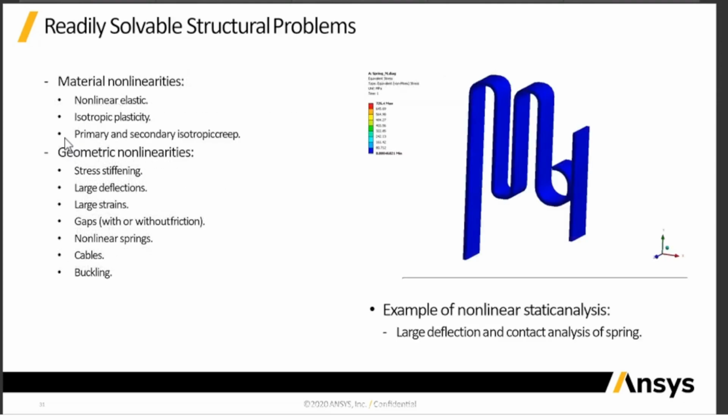There are different material nonlinearities we have seen, that is nonlinear elastic material, isotropic plasticity, and primary and secondary creep. These are the various material nonlinearities which you can solve. And there are various geometric nonlinearities like stress stiffening, large deflections, large strains, gaps with or without friction, nonlinear springs, cables, buckling. Here on the right, you can see the nonlinear static analysis, which is an example of large deflection and contact analysis of a spring.